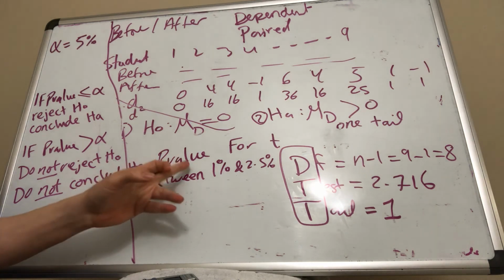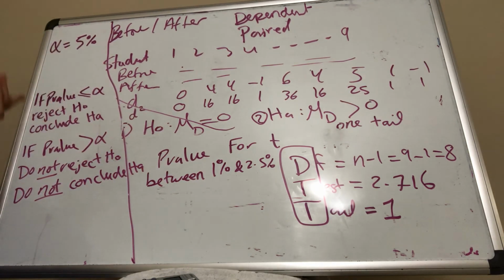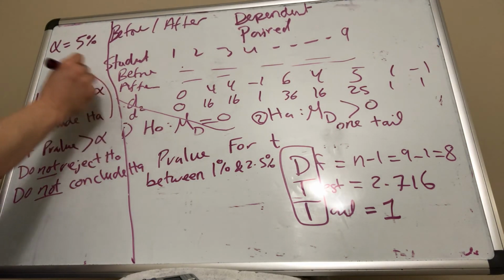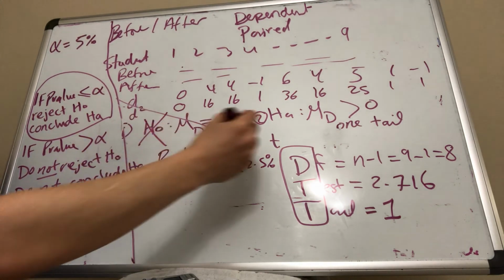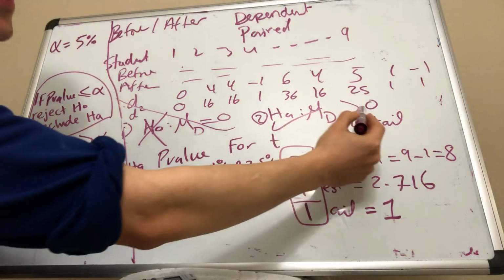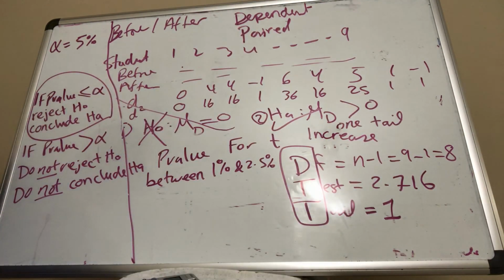In your case, p-value between 1 and 2.5, say 2%. 2% is less than alpha. We know that we're rejecting H0 and we're concluding HA. And the HA says increase, so we're concluding that there is increase. So the answer to is there evidence of increase? You say yes, because you're rejecting H0, concluding HA, and HA is increase. Yes, there is increase.